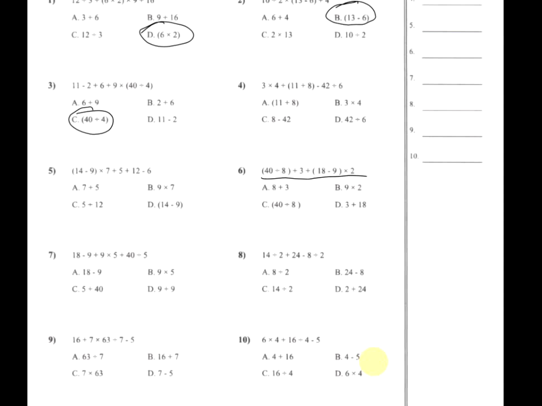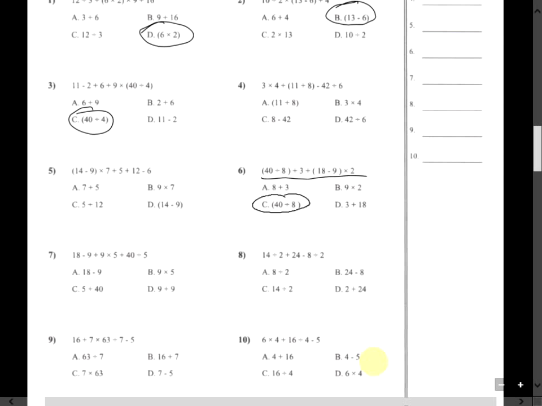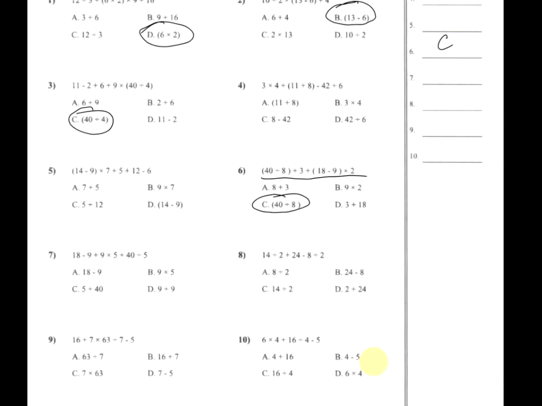Trinity? B, as in 9 times 2? No, I'm on 6. I'm on 6. What do you think about number 6? Which one am I going to do first? C? Yes. 40 divided by 8. C. So we go up here to blank number 6 and you put C. Okay? Real easy. Not hard.